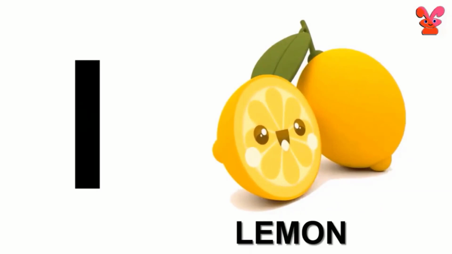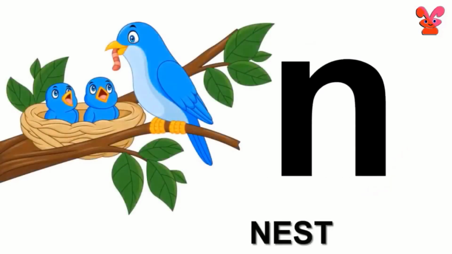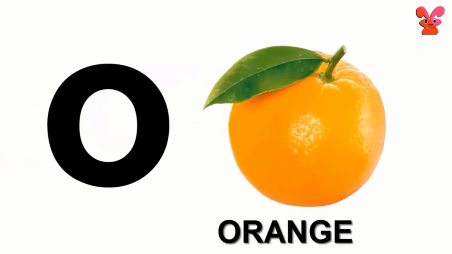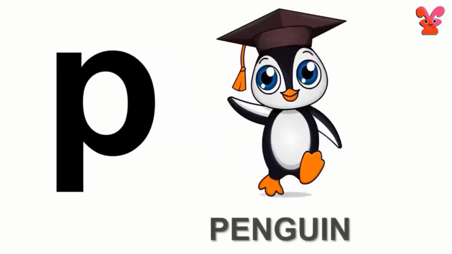L for lemon. L-E-M-O-N. Lemon. M for mango. M-A-N-G-O. Mango. N for nest. N-E-S-T. Nest. O for orange. O-R-A-N-G-E. Orange. P for penguin. P-E-N-G-U-I-N. Penguin.